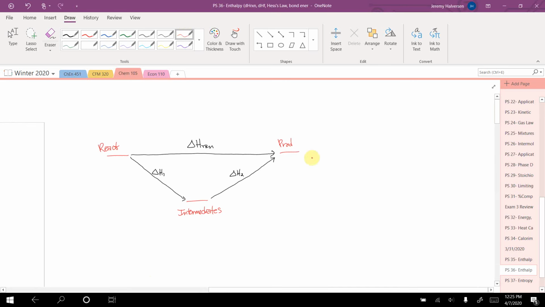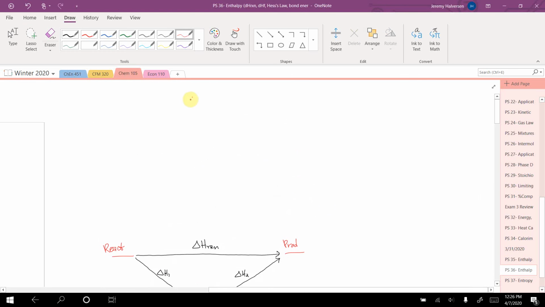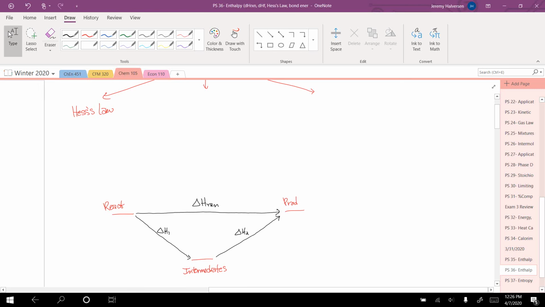Let me move this down, reorganize a little bit. I'm trying to learn how to calculate delta H. There's going to be three paths. That is what I like to refer to as Hess's law. In Hess's law, we did a little bit of that in problem set 35, when you're given component reactions, and you can flip and scale those reactions in order to add up to the reaction that you care about.